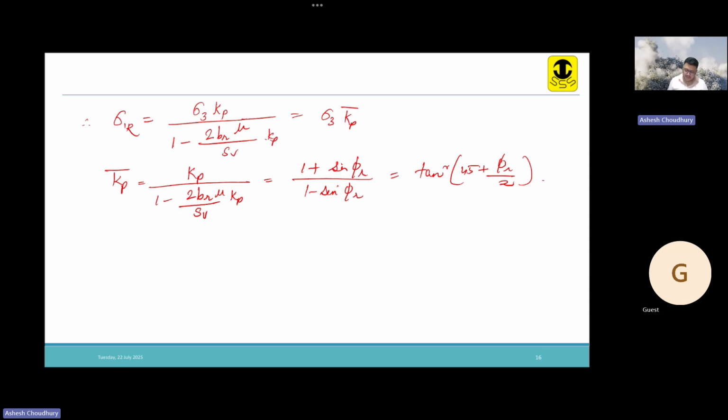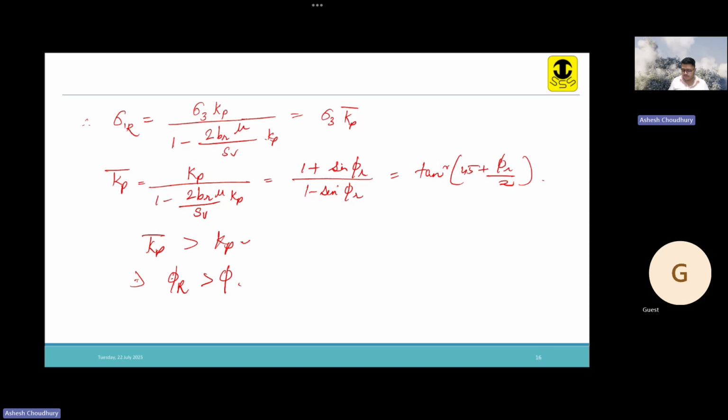Okay, so this Kp bar is obviously greater than Kp, which implies phi r is greater than phi. Okay, so how is Kp bar greater than Kp? Kp bar is what? Kp times 1 minus some value, right? This value is obviously positive.